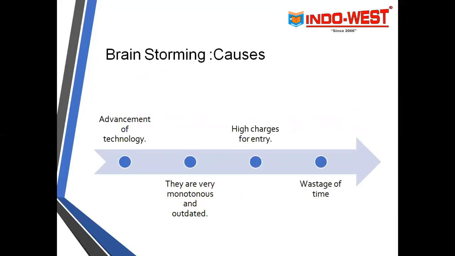The next thing to do is brainstorming. For that, we should think about some points related to causes. The first cause can be advancement of technology. The second point can be they are very monotonous and outdated. They here refers to museums. The third point can be high charges for entry, whereas the fourth point can be wastage of time. These are certain reasons which are responsible for the decline in the number of visitors to art galleries.